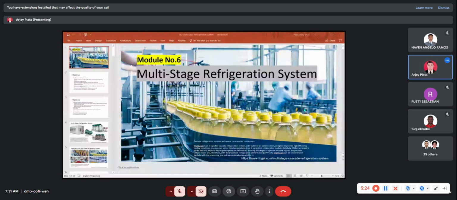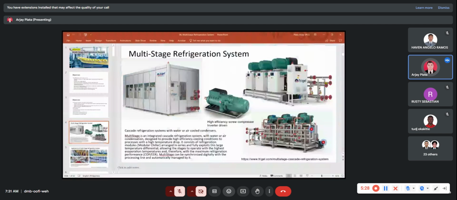So this Frigel, this is an example of the multi-stage. So it is an integrated cascade refrigeration system. To achieve the maximum refrigeration, maximum performance or COP, we are using the multi-stage. So that's another objective of the multi-stage, to achieve the maximum refrigeration performance.